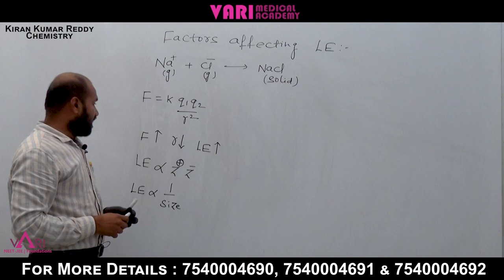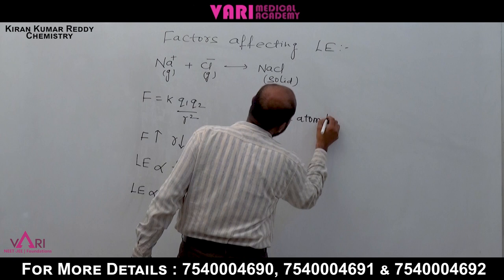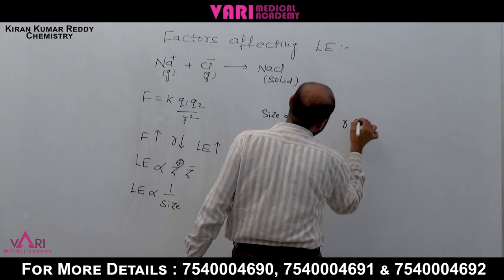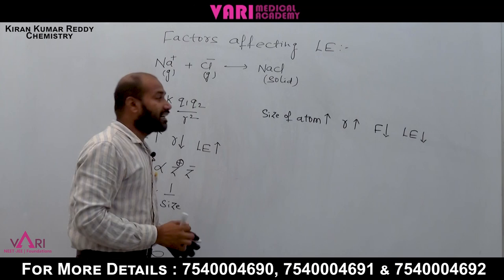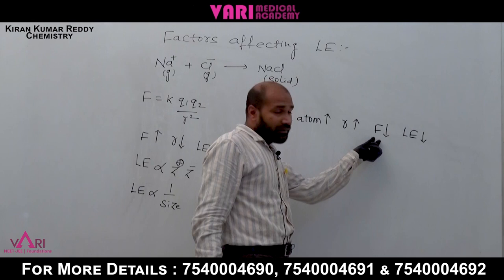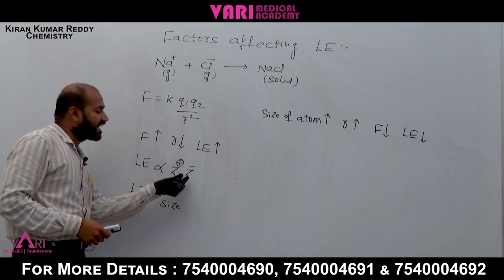When the size of the atom increases, what happens? The radius also increases. When radius increases, force decreases, and lattice energy decreases. Remember this point. If radius increases, force decreases, lattice energy decreases. These are the factors. First factor: lattice energy is directly proportional to the charge on the cation and the charge on the anion. Lattice energy is inversely proportional to size.